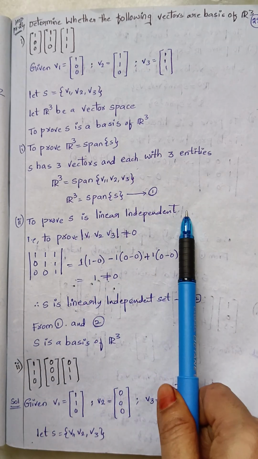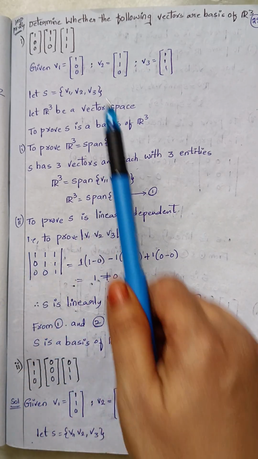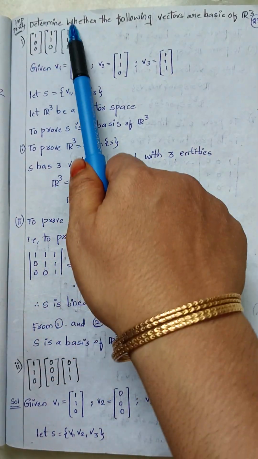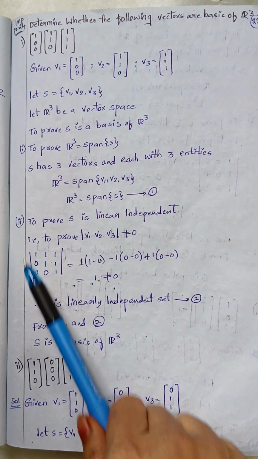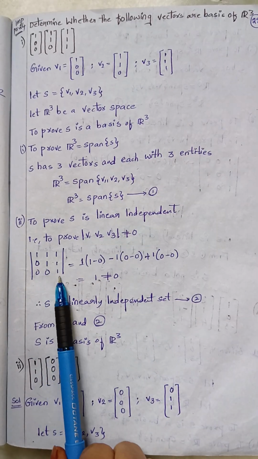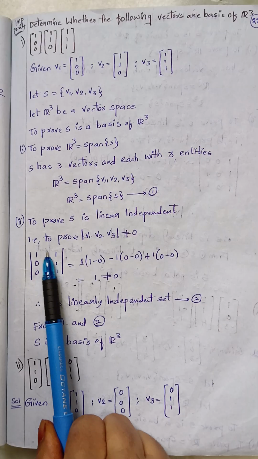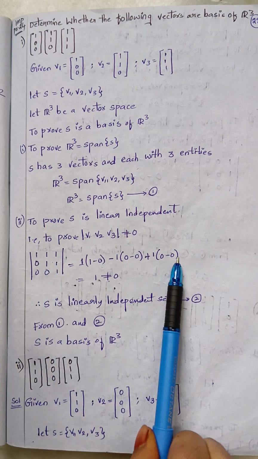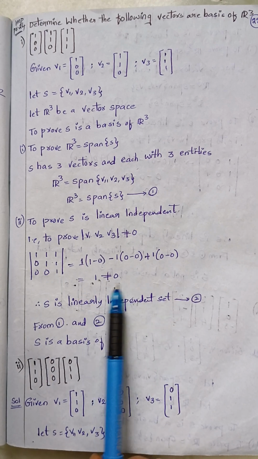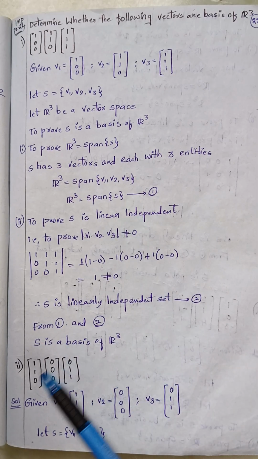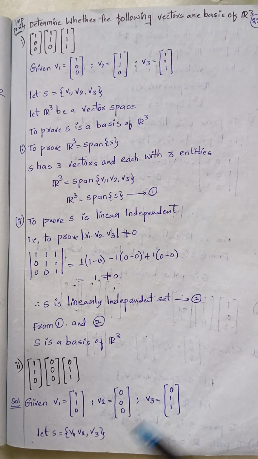And to prove S is linearly independent, previously we discussed that when a 3 cross 3 matrix is given, take the determinant of these 3 vectors as columns. Take the determinant: 1 times, eliminating the corresponding row and column, 1 minus 0. Alternatively, minus 1 times 0 minus 0, and 1 times 0 minus 0. Then 1 will come, which is not equal to 0. So the determinant is not equal to 0, which means it is linearly independent. From these two, we can conclude it is a basis for R3. Similarly, we can prove the next one also. v1, v2, v3 are given.